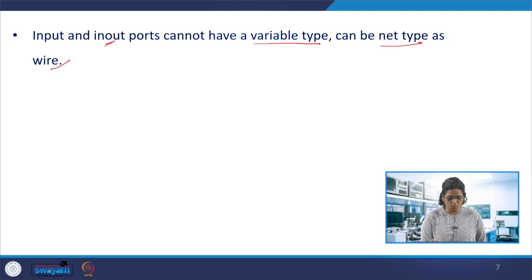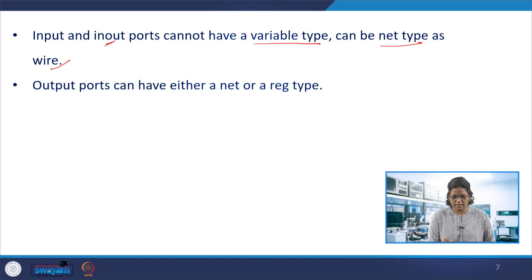The simple net type is wire, but output ports can be either net or reg. It can be a wire or it can be reg type. The output will always be driven by something. So the output is always declared as reg or net type, and if the output is connected to other elements, then it is going to be a simple net, that's a wire.